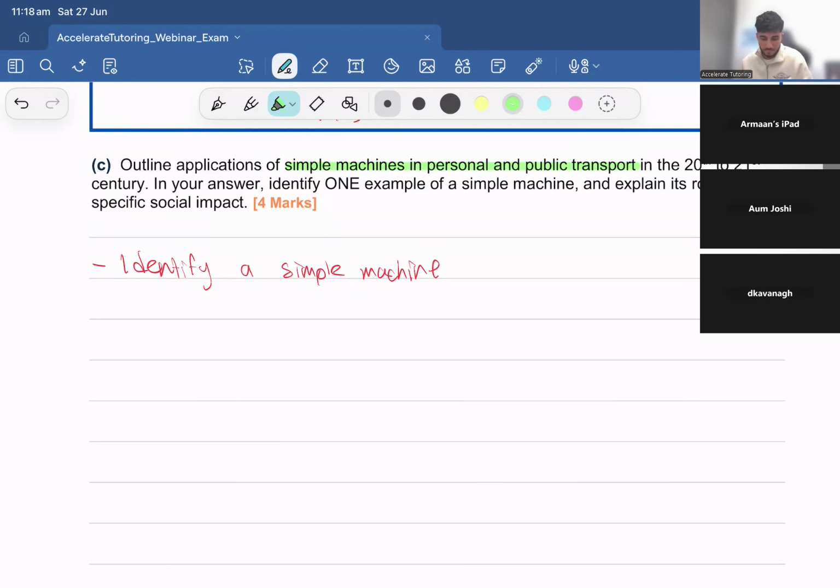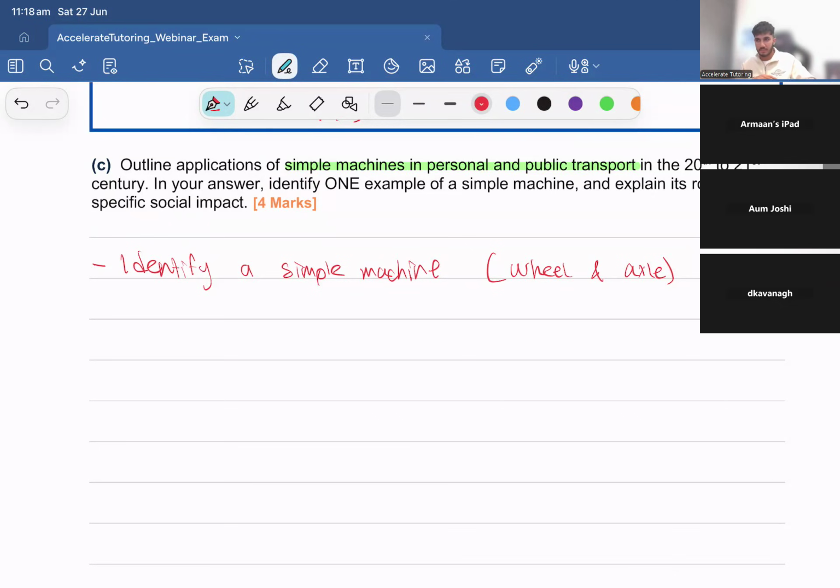So a bit of an example that you can say, wheel and axle. This obviously is used in bicycles. You can say it there. Or gear and chain is another one you can say. Bicycles, yes, link it to one form of transport. That's exactly it. So identify your simple machine. So let's think of a simple machine, a bicycle.